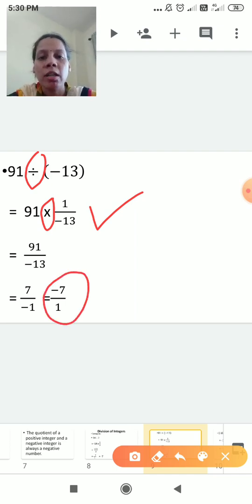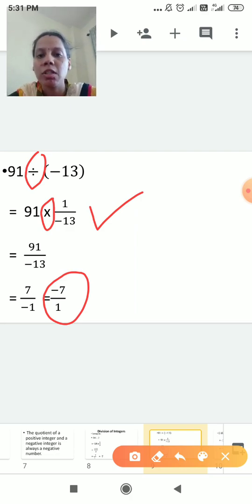Okay, you will write down that negative sign in the numerator. In the final answer, you will always write down the negative sign in the numerator. So 7 upon minus 1 is equal to minus 7 upon 1 is the answer. I hope we are clear with this example.